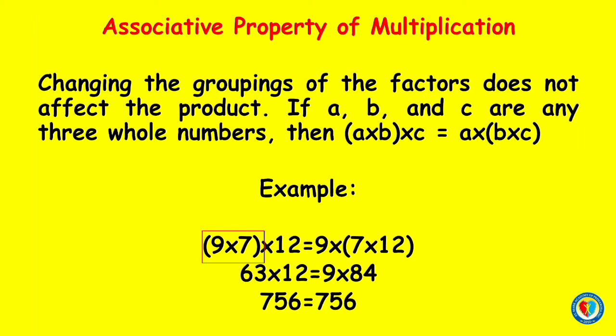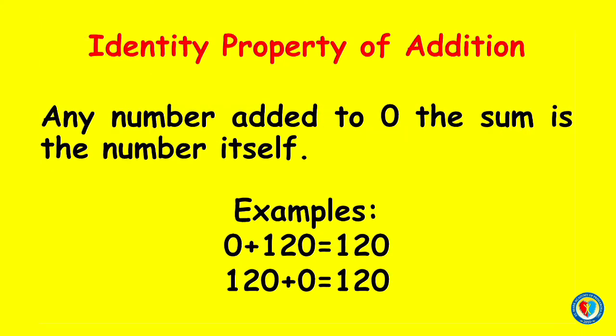We have 9 times 7 is equal to 63, and 63 times 12 is equal to 756. On the right side, we get the product of 7 times 12 first, because they are inside the parentheses. 7 times 12 equals 84, times 9. We get 756.